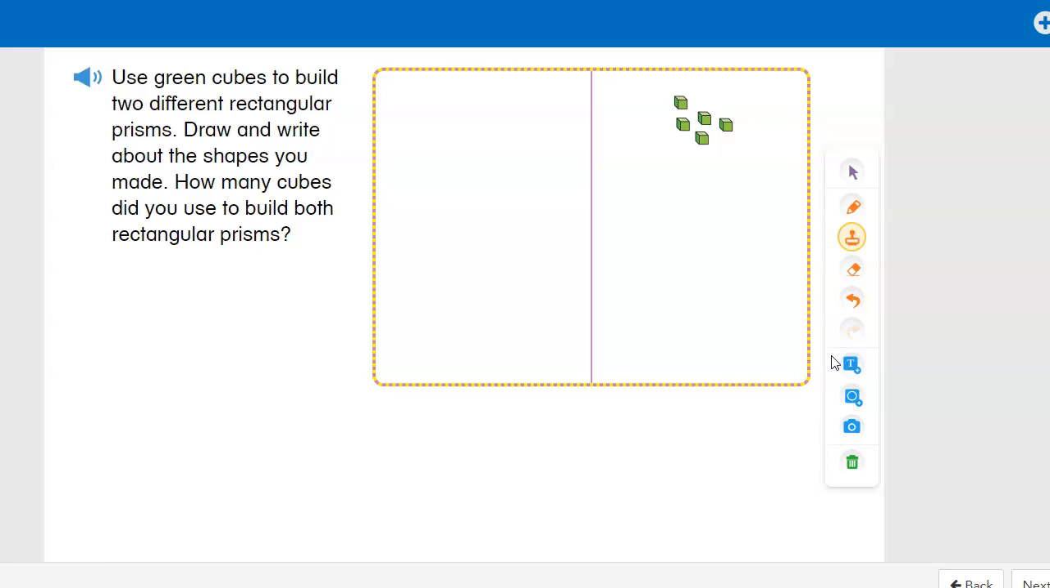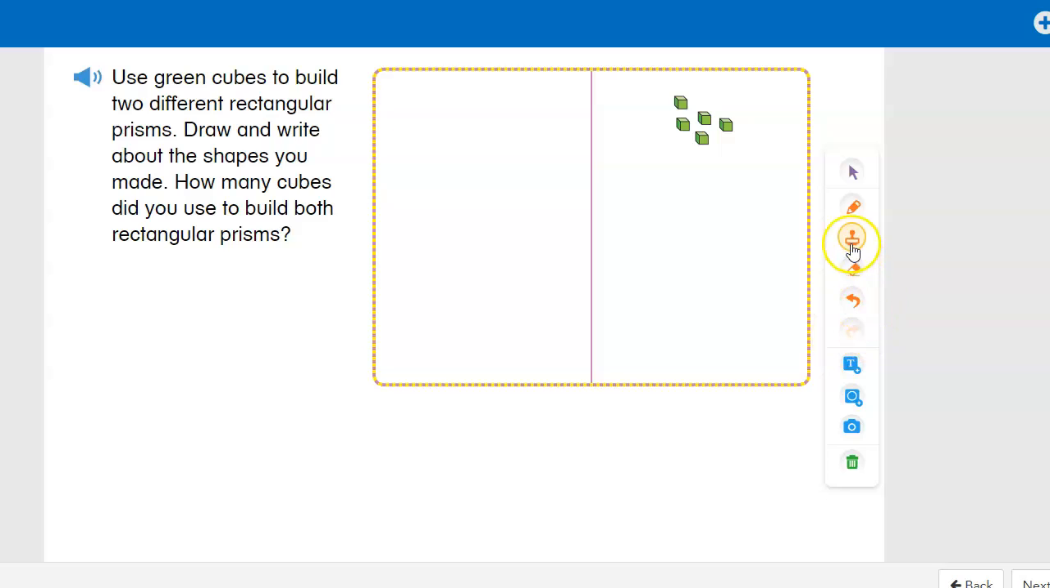So for this solve and share, it wants us to use green cubes to build two different rectangular prisms. So you are just going to have to watch Miss Collier do this with the blocks on the screen. If you don't have the blocks at home, that's okay, just watch me. So it says use green cubes to build two different rectangular prisms. If we remember, a rectangular prism has 8 vertices and 6 faces.